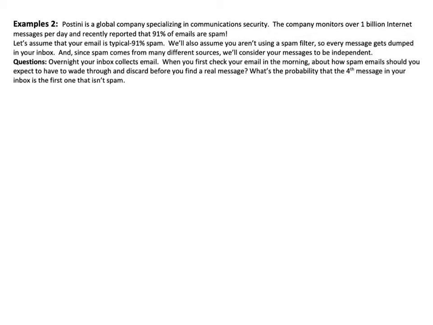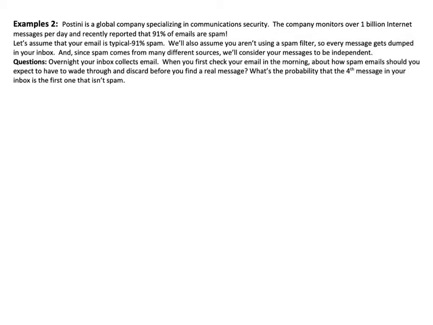All right, so here are our questions. Overnight, your inbox collects email. When you check your email in the morning, about how many spam emails should you expect to wade through and discard before you find a real message? So a geometric model should jump out at you because it's how many before the first one you find, or until you find your first real message. And then, what's the probability that the fourth message in your inbox is the first one that isn't spam?